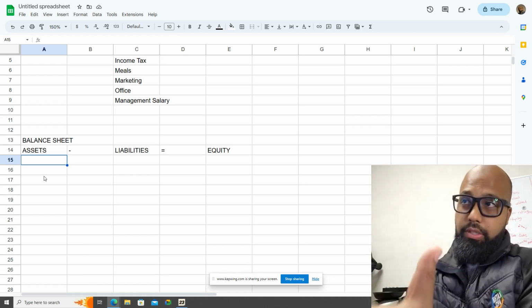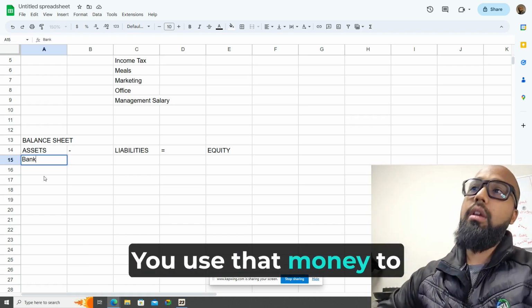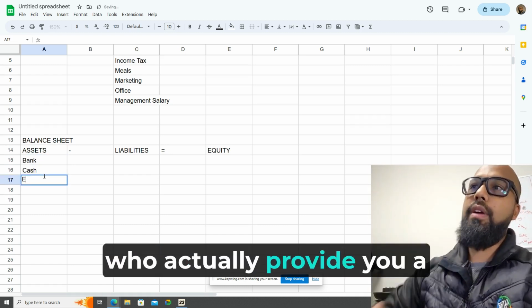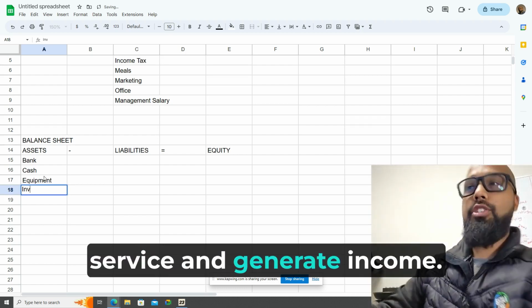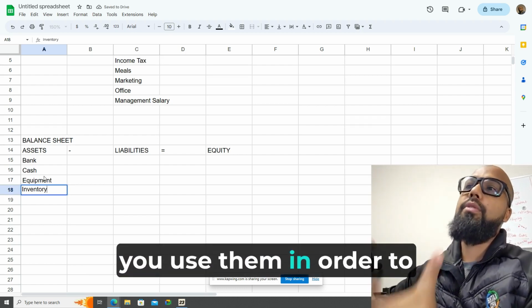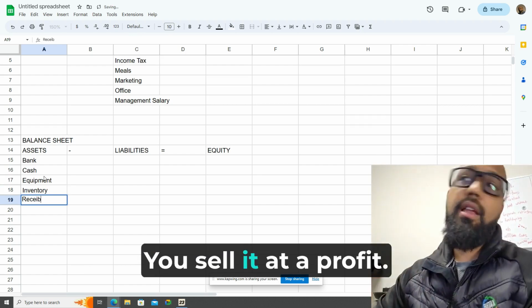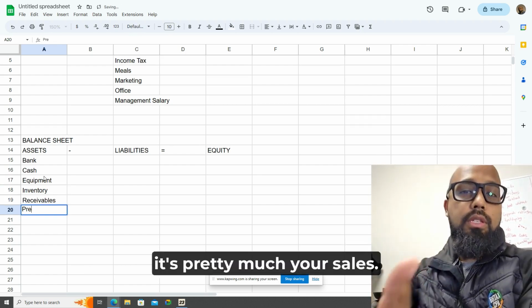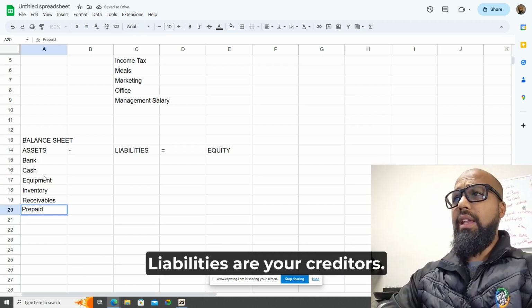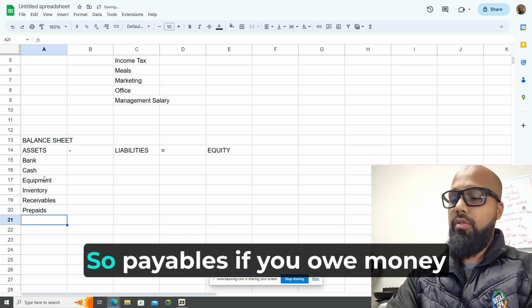So the cash in the bank, you use that money to pay your employees who provide you a service and generate income. Your equipment, you use it in order to generate revenue. Inventory, you sell it at a profit. Your receivables, it's pretty much your income.